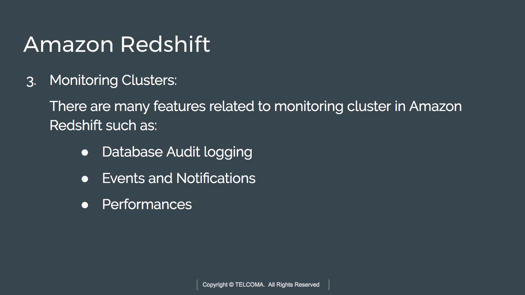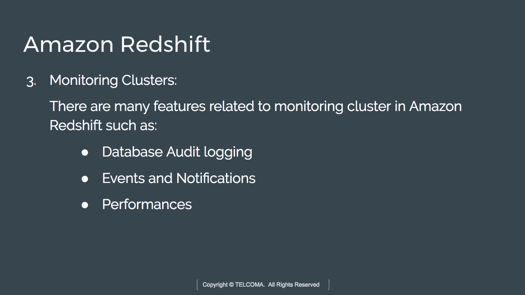Let's discuss database auditing. Audit logging. The user can use the database audit logging feature to track information about authentication attempts, connections, disconnections, changes to the database, user definitions, and queries run in the database. This information is useful for security and troubleshooting purposes in Amazon Redshift. The logs are automatically stored in an Amazon S3 bucket.